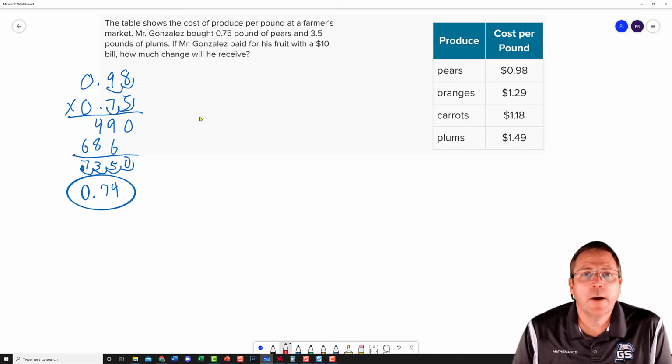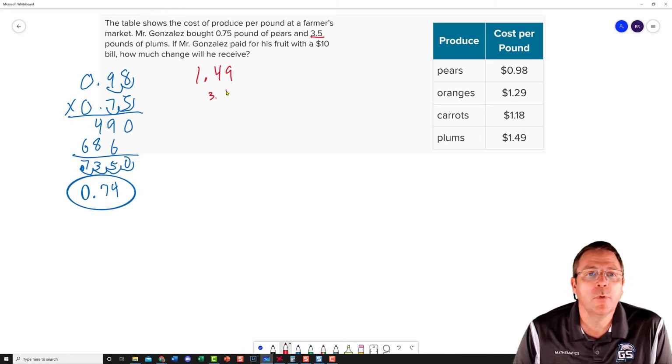Now we get to find out how much money Mr. Gonzalez spent on plums. So the plums cost $1.49 a pound, 1.49, and he bought 3.5 pounds of plums. So with that, we're going to multiply again. 5 times 9, 45, 5 times 4 is 20, plus a 4 from that is 24, 5 times 1 is 5, plus a 2 is going to give us 7.